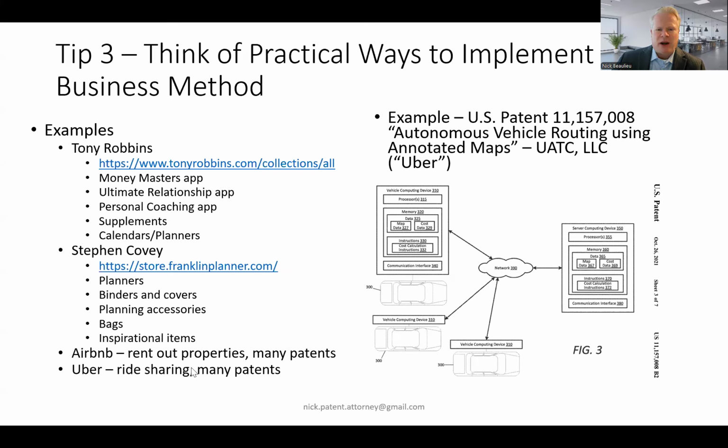Similarly, Uber is ride sharing. We have some people that want to offer people rides in their cars, and that's probably a not protectable business method in itself. But again, they have a lot of patents. They have the app that shows you where the car is, how much the prices are. They have surge pricing. They have a lot of different technical features that are used to implement their business method, and that's how they protect their idea. I have an example here on the right. That's an Uber patent, and it's autonomous vehicle routing using annotated maps. Again, that's their map user interface. That is patentable, and that's a practical way that they can implement their business method.